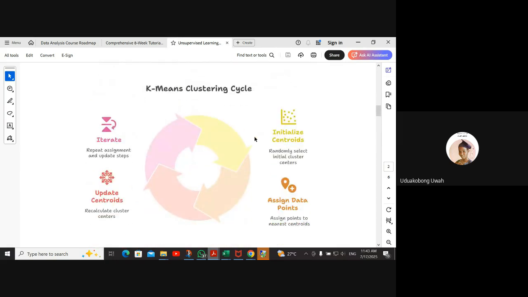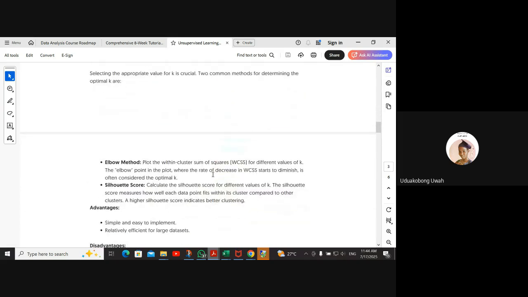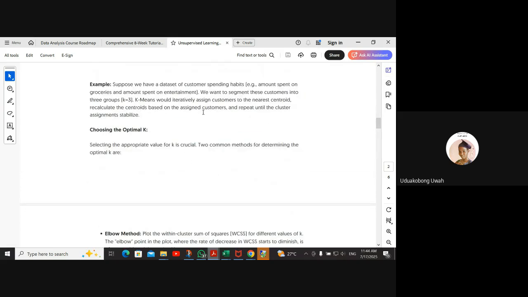Okay, so let's look at it. This is just a cycle: initialize centroids, assign data points, update. If it sees anything different from what was already assigned, it just updates it and the iteration continues, and all of that. Okay, so for an example of this, let's see.